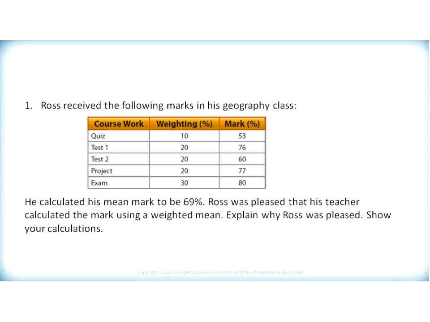Okay, here's our question. Ross received the following marks in his geography class. He got a 53 in quizzes, a 76 on test 1, 60 on test 2, 77 on a project, and an 80% on his exam. He calculated his mean mark to be 69%. Ross was pleased that his teacher calculated the mark using a weighted mean. Explain why Ross was pleased. Show your calculations. So we're going to do that.